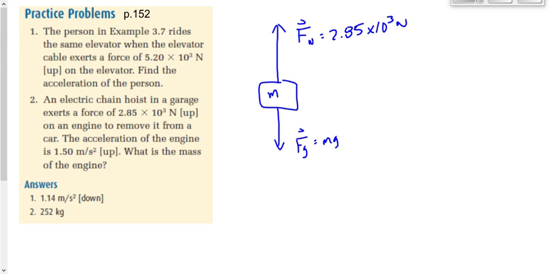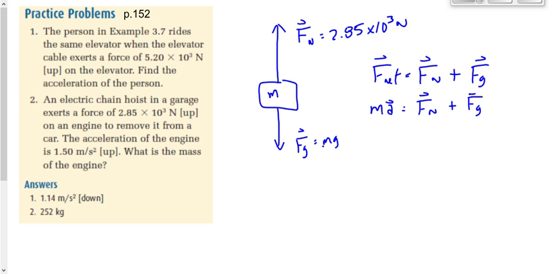All right, F net is equal to the sum of the forces. You might not know how to solve for M right now because we don't know what M is. That's okay, don't worry about that. Just do what we do. F net is the sum of the forces, which is Fn or Fc, whatever you called it, plus Fg. We're going to say M times A is equal to the normal force plus the force of gravity. What's mass here? We don't know. A is 1.5. Fn is 2850. Plus, Fg is M times negative 9.81.